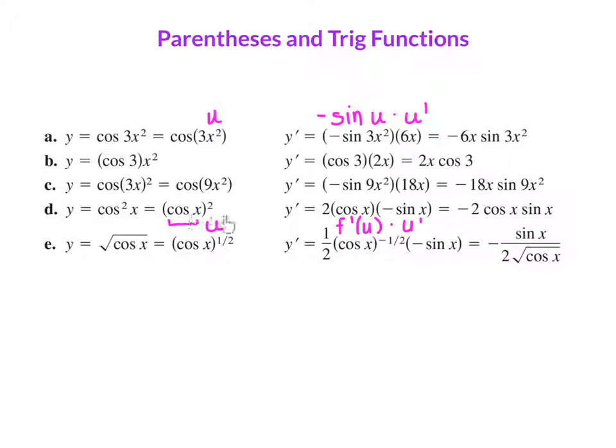And then if I look at this example here, the cos squared of x is like saying cosine of x all squared. So that means that cosine of x is your u. So you would take the f prime of u, like we've been doing, and then multiply it by u prime, and that's how you get the derivative using the chain rule of that trig function.